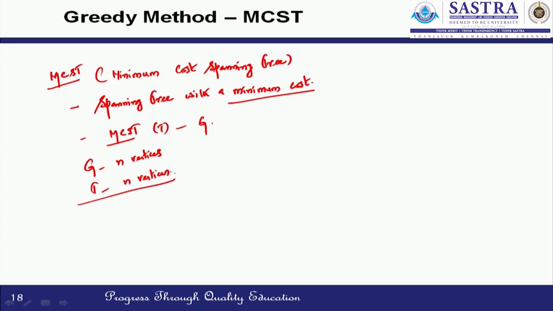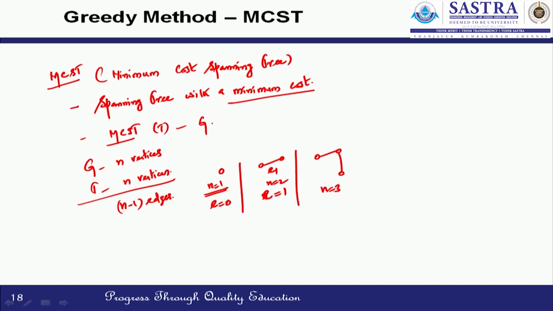A tree with n vertices has exactly n minus 1 edges. For example, this is a tree with 1 vertex. Number of edges E is 0. This is a tree with 2 vertices. Number of edges E is 1. This is a tree with 3 vertices, n is equal to 3, number of edges is equal to 2.